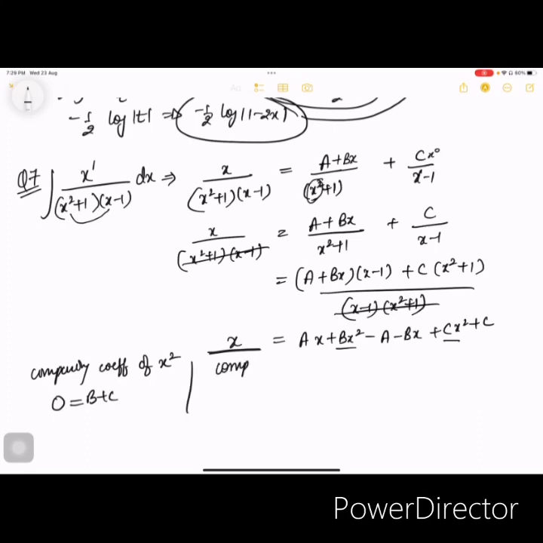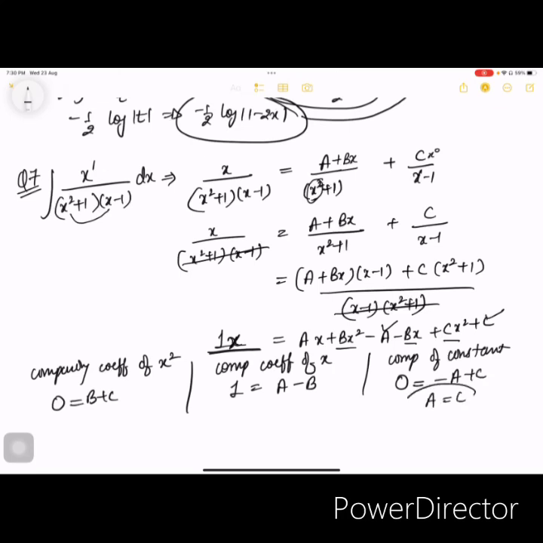Comparing the coefficient of x. On the left hand side it is 1x. x के सामने जो भी लिखा है, that is the coefficient of x. The constant term which is written in front of x. On the right hand side we have A minus B. Comparing the coefficient of the constant term: on the left hand side there is no constant term, so it is 0. On the right hand side the term without x, negative A plus C.